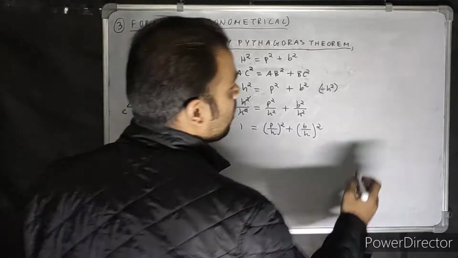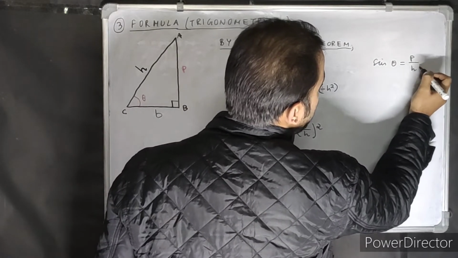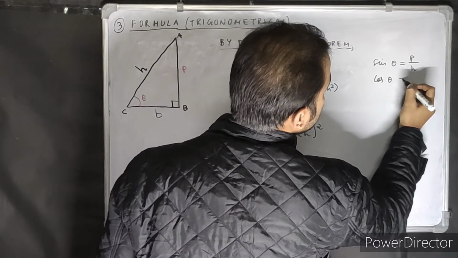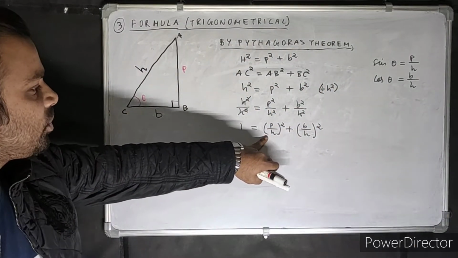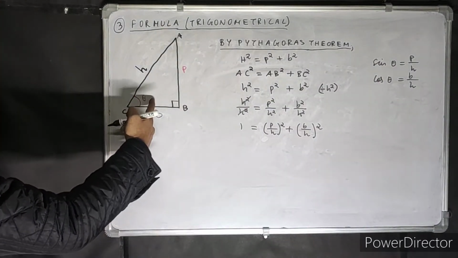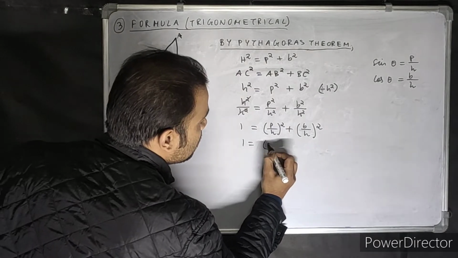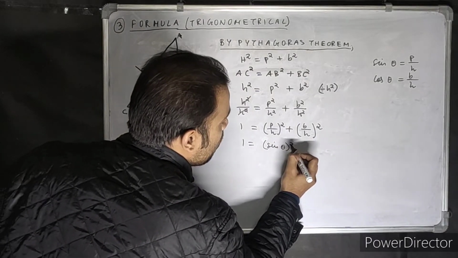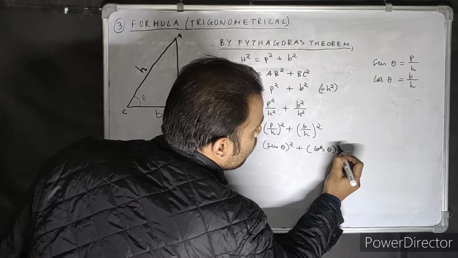Now if you remember the trigonometrical ratio, sin theta is p by h, and cos theta is b by h. So sin theta means for this triangle p by h. So 1 is equals to sin theta whole square plus cos theta whole square.